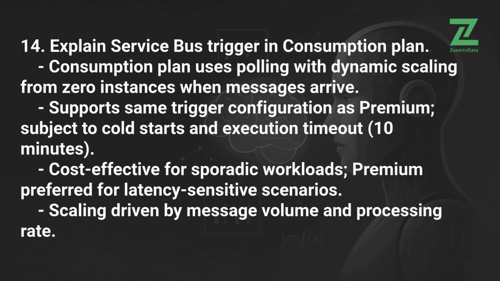14. Explain Service Bus trigger in consumption plan. Consumption plan uses polling with dynamic scaling from 0 instances when messages arrive. Supports same trigger configuration as premium. Subject to cold starts and execution timeout, 10 minutes. Cost effective for sporadic workloads. Premium preferred for latency-sensitive scenarios. Scaling driven by message volume and processing rate.